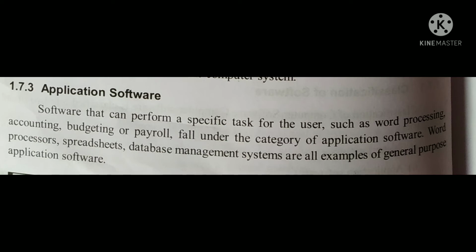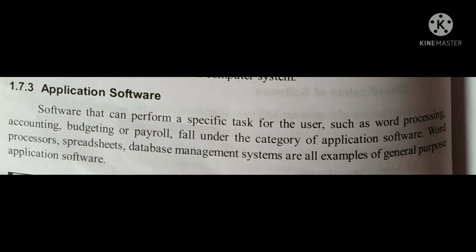Then we go to the next software, that is the application software. Software that can perform a specific task for the user, such as word processing, accounting, budgeting, or payroll, falls under the category of application software. Word processors, spreadsheets, and database management systems are all examples of general purpose application software.